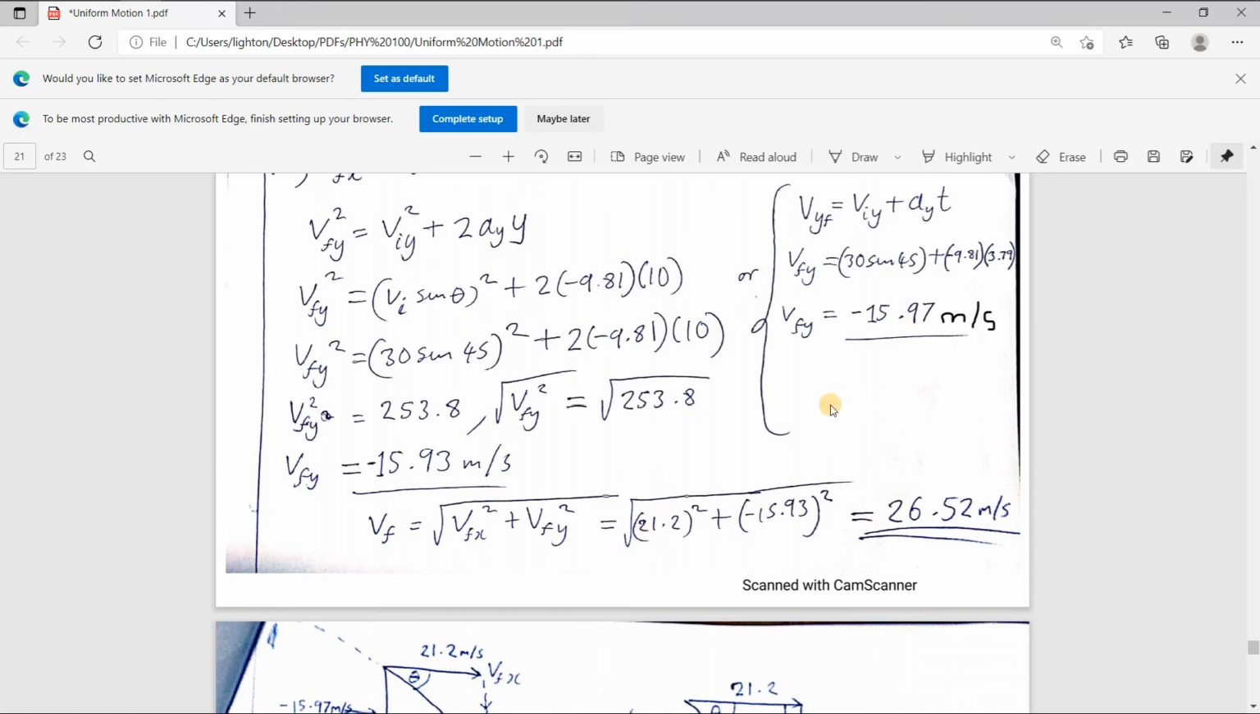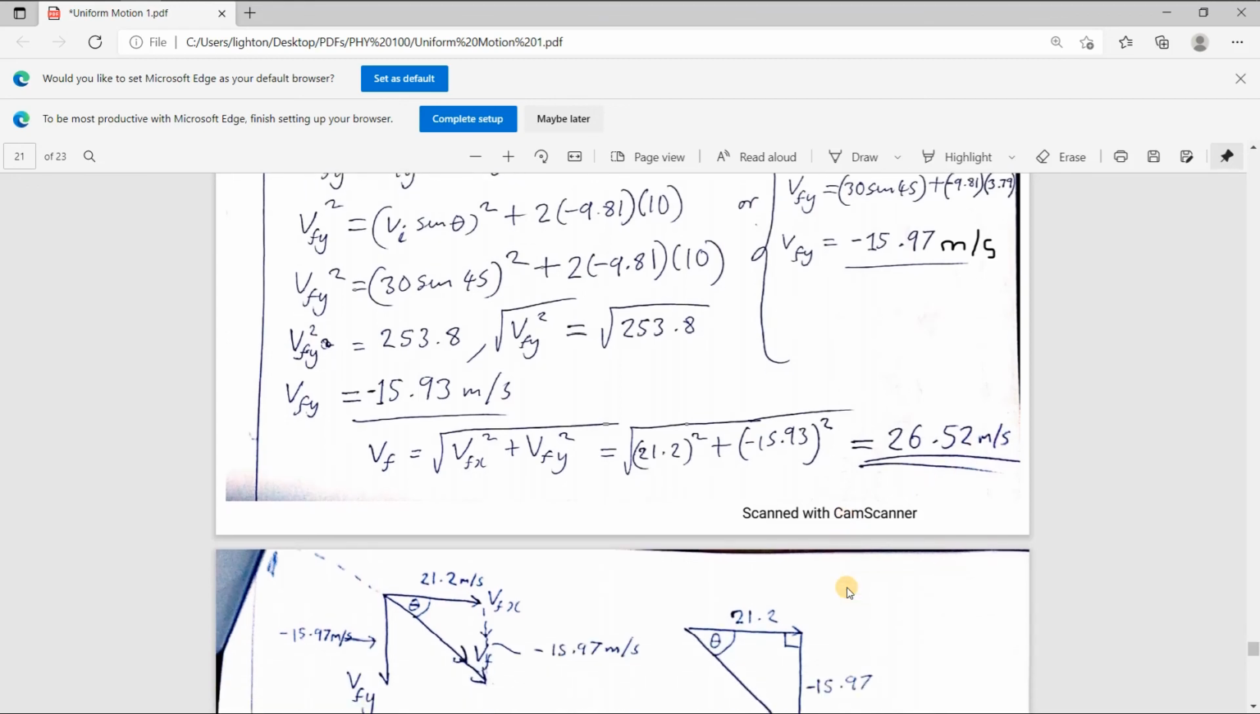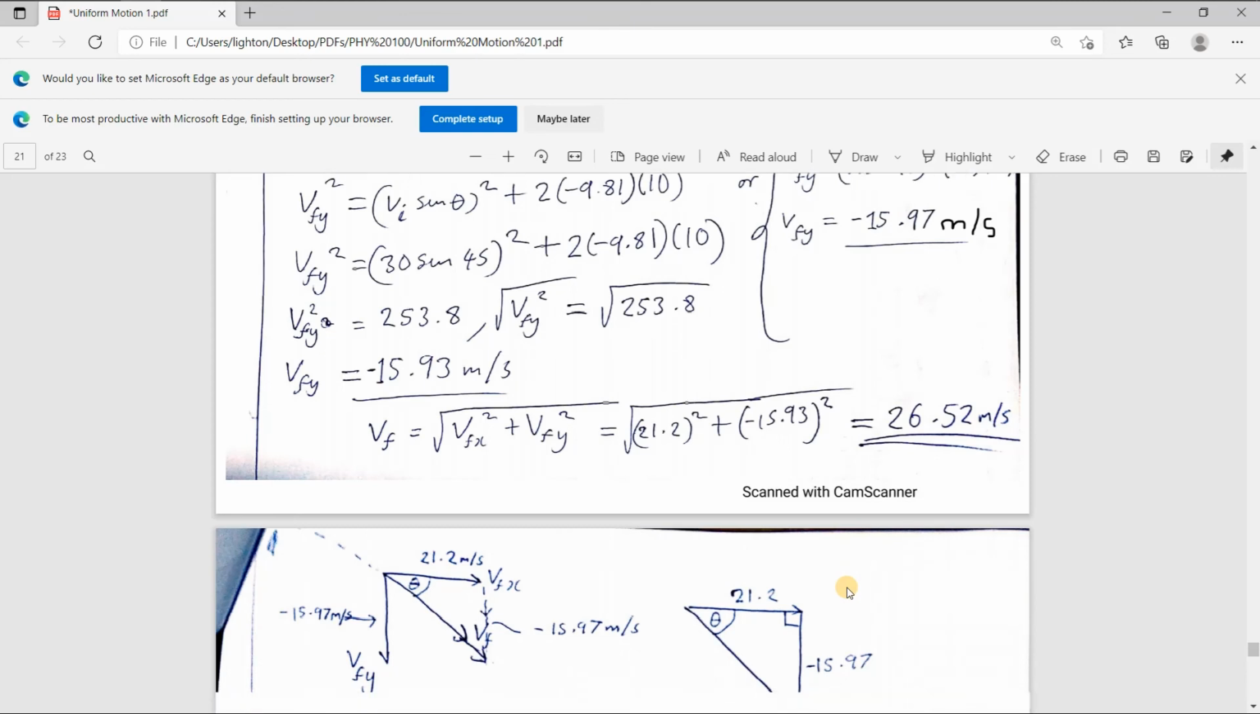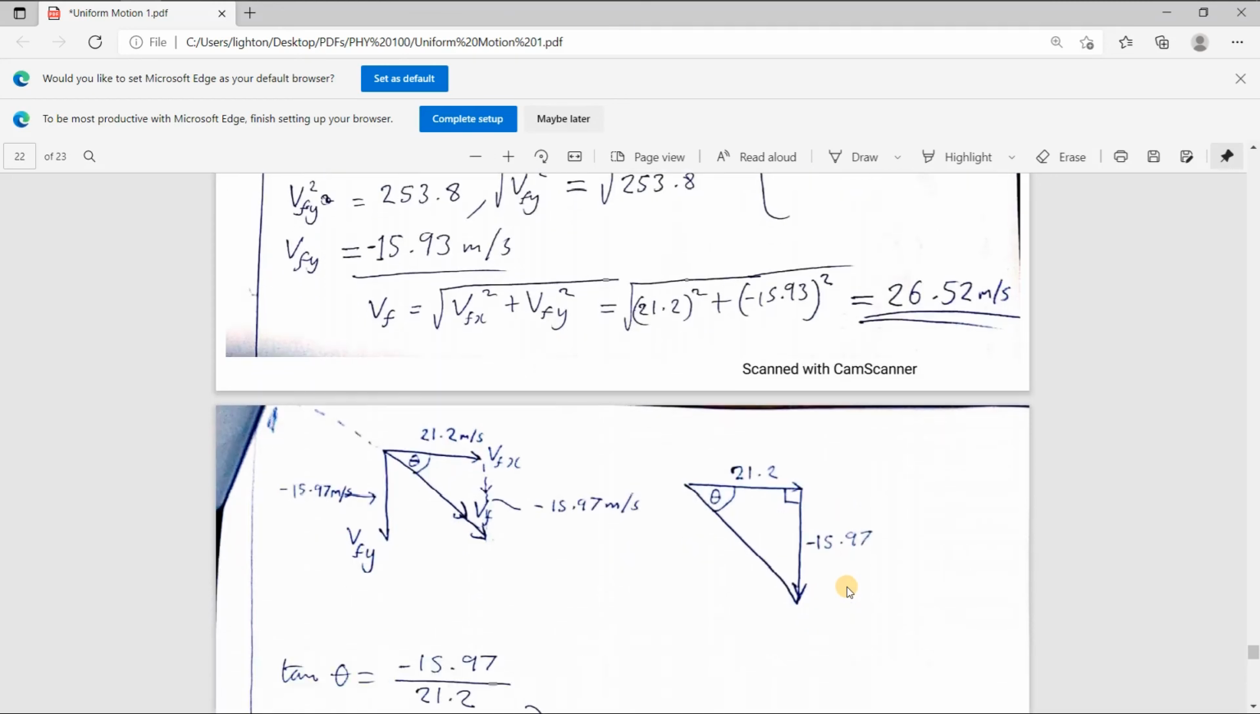We must find the magnitude of this same vector having the x component and the y component. So this is how we find the magnitude. You take vfx squared plus vfy squared. Then you get the square root of that. You get 26.52 meters per second. So after getting that as your speed at impact, now you can get the direction.